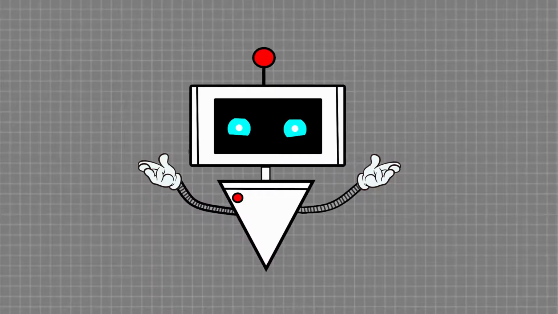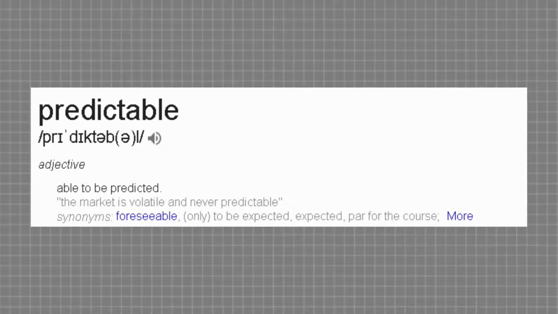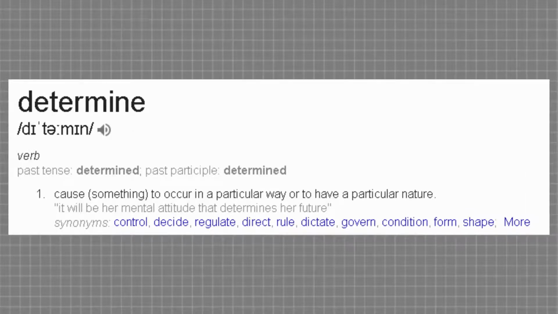You might be wondering what this means about the free will of a living being, and that's not a bad question to ask. Before we answer this, let's first define the difference between predictable and determined. Predictable just means that something can be predicted, and determined means that an event caused another.